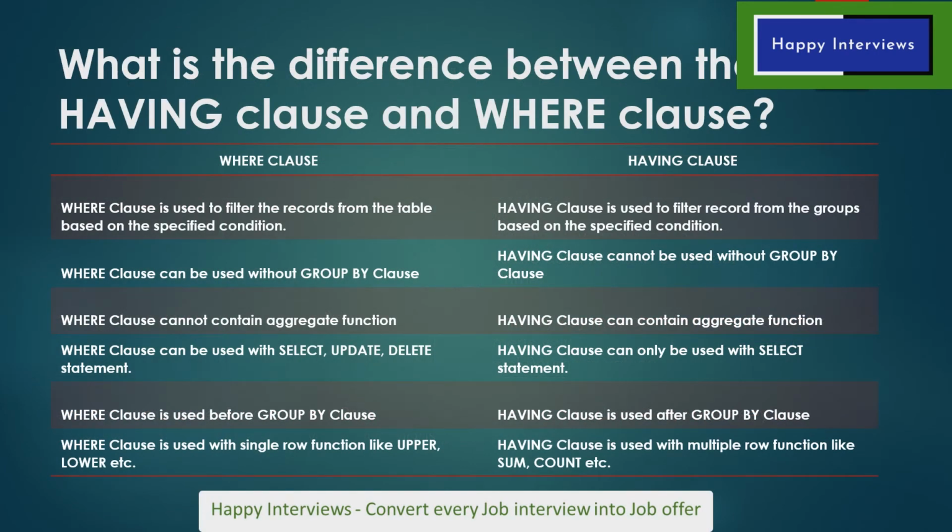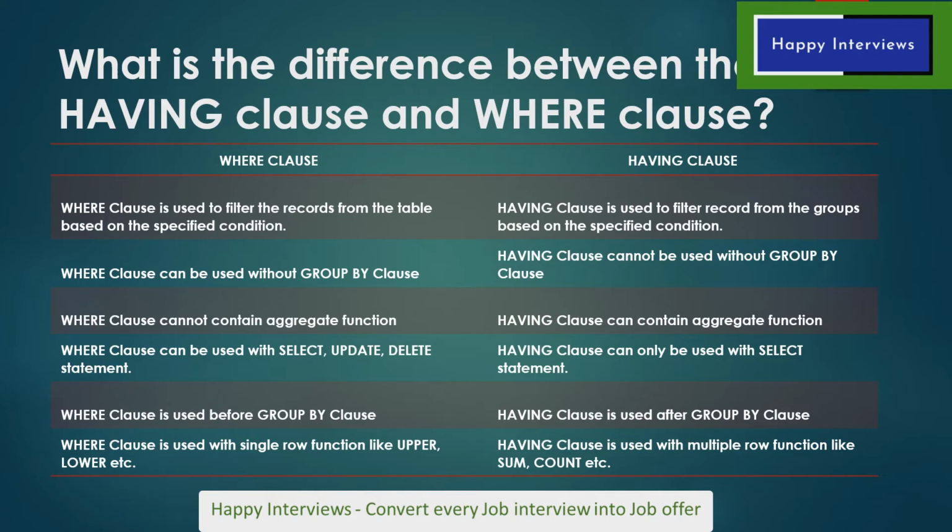Next is, what is the difference between the having clause and where clause? Again, a good question. Everyone might be aware of and might have used where and having both, but there are some basic things which differ these two. So let's see what these are. Where clause is used to filter the records from the table based on a specific condition. So it will filter the records from the table, whereas having clause will filter the records from a group.